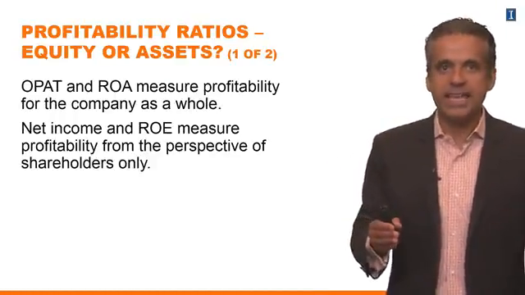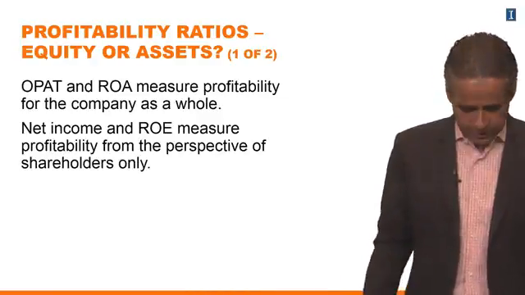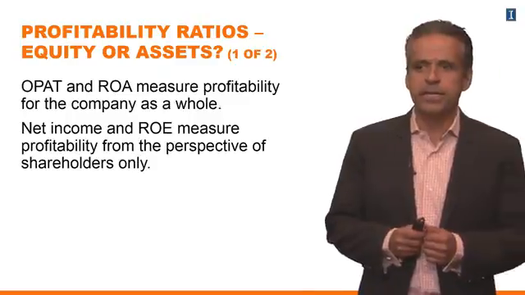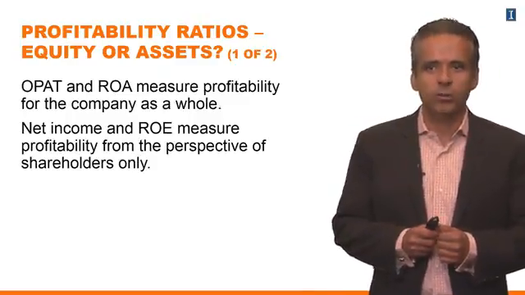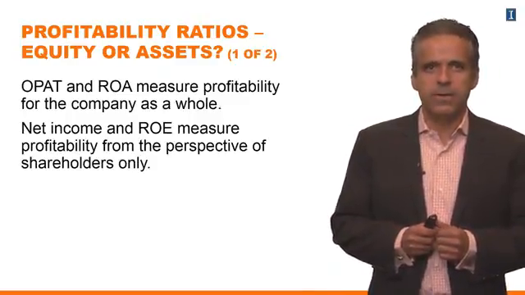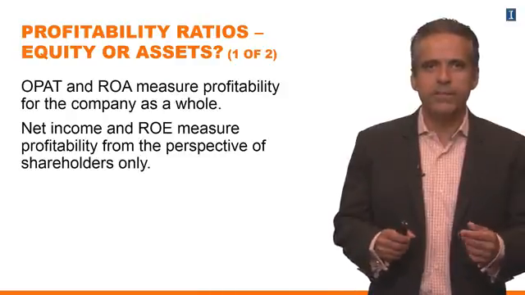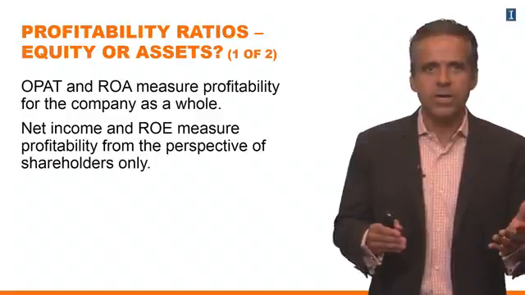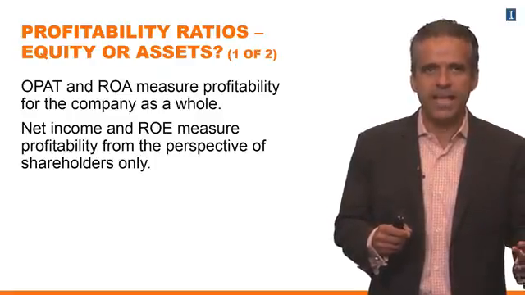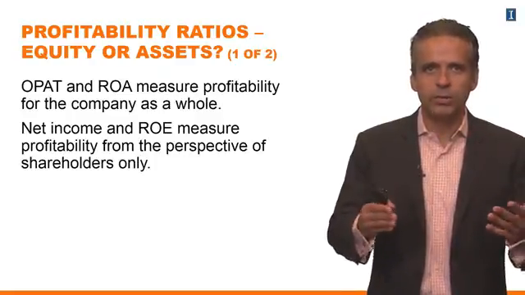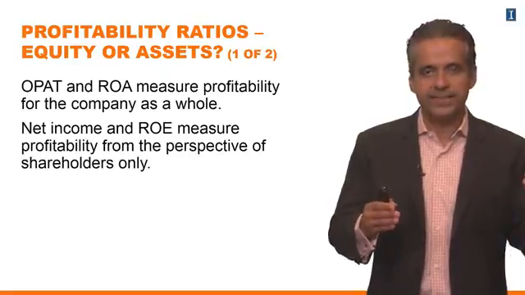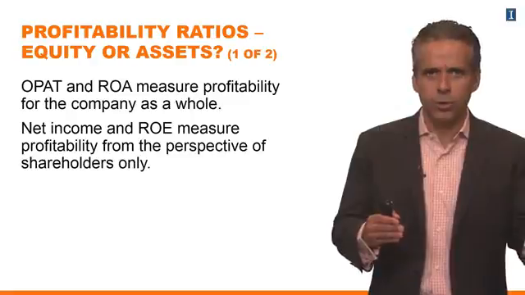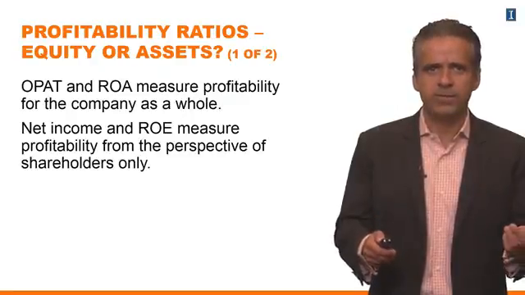If you use net income or return on equity, you're going to be measuring profitability from the perspective of shareholders only, okay? Because net income is a profit measure that is reported after interest, and ROE is a financial ratio that is based off net income. So we are going to be deducting interest payments and other non-operating stuff from your profit measure.